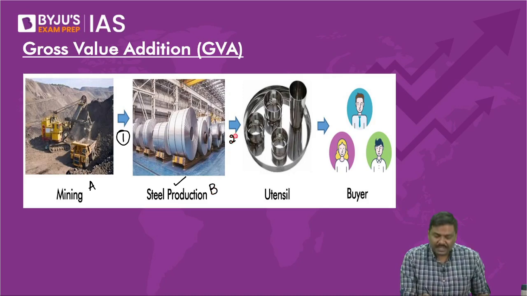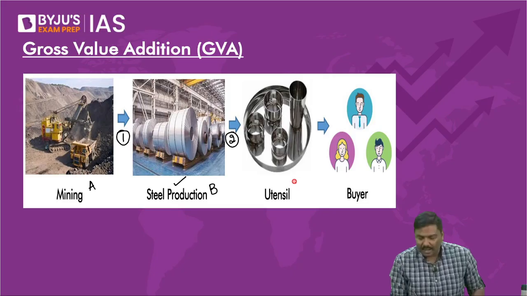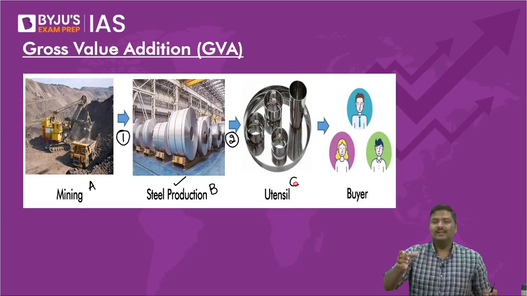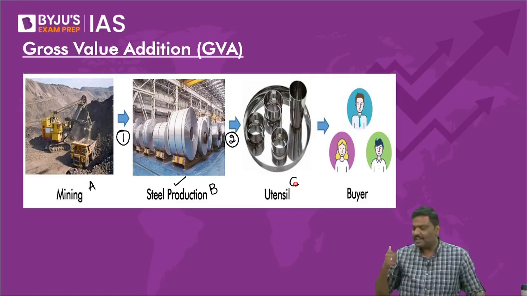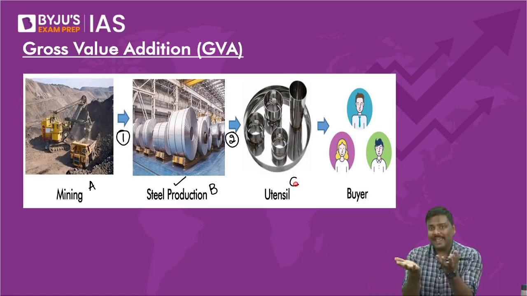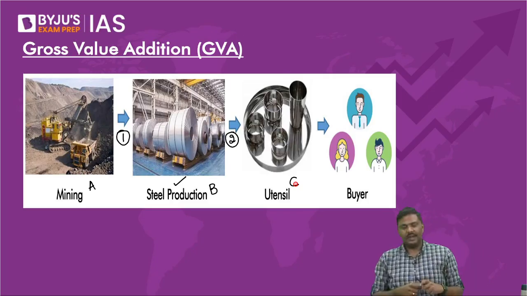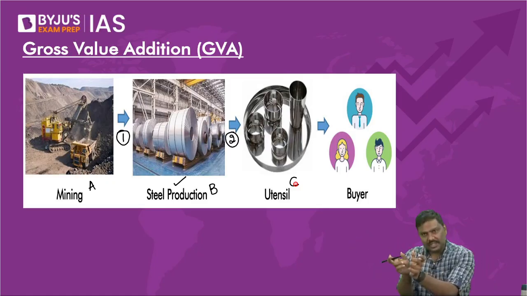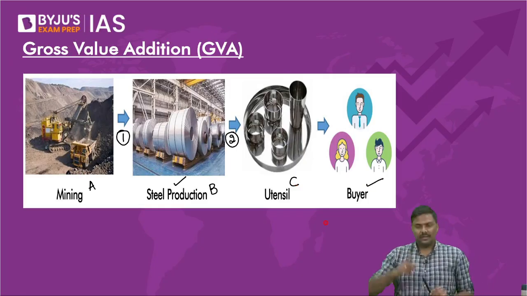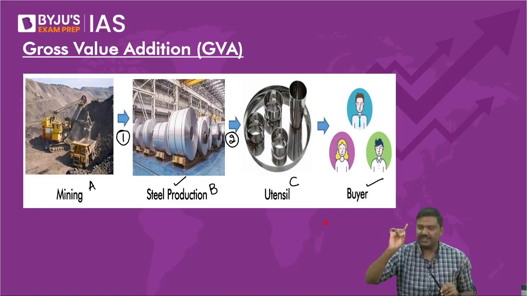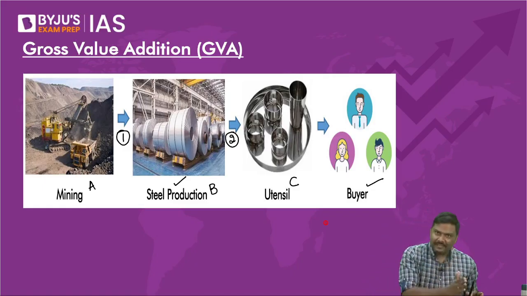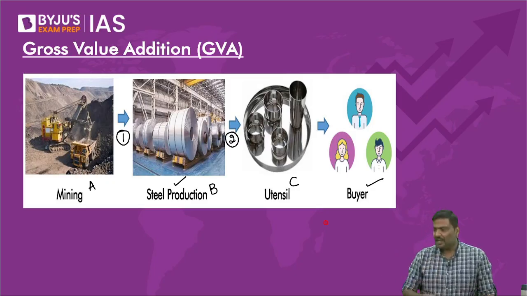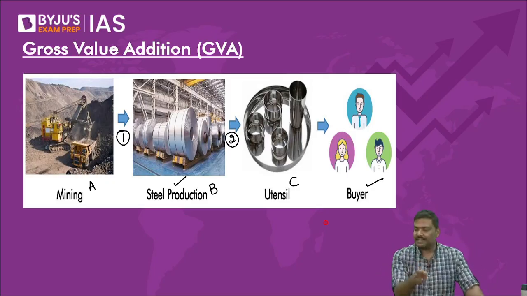And in step two, I will sell it to another company C, which will manufacture utensils. What is a utensil? Some of you might have a teacup in front of you. That is a utensil. Some of you might already be having breakfast in a steel plate. That is a utensil. Now, company C will purchase the steel, manufacture utensils, and sell them to buyers. First question, just think of it. Don't you think at every step there is a value addition?